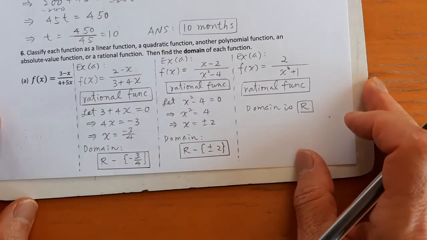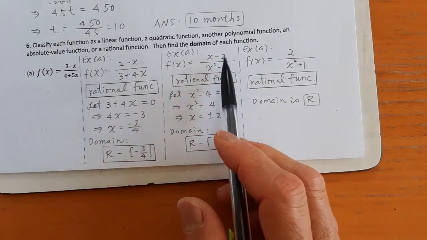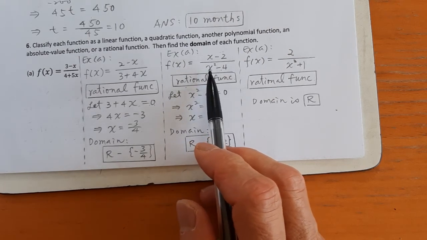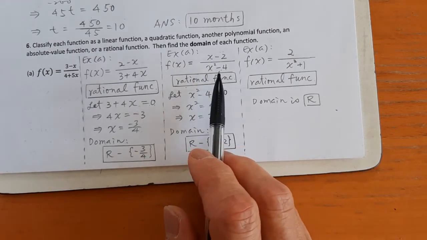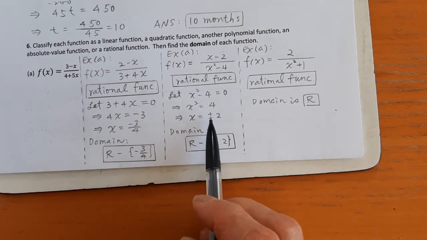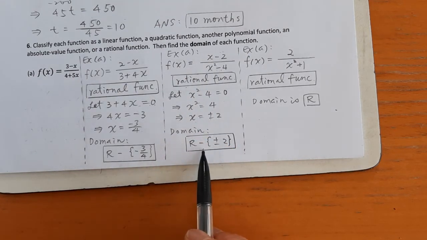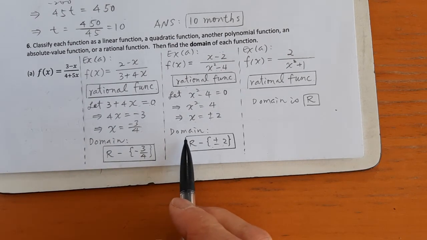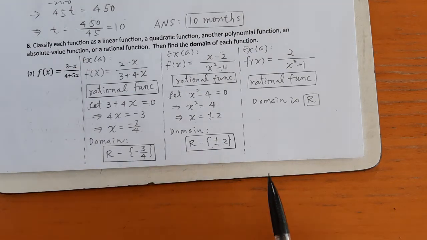Now, the second example is also a rational function. As long as it's a fraction, we call it a rational function. What's the domain? The domain is the numbers you can plug in for x, but you cannot make the denominator zero. So you let the denominator equal 0 and solve for x, and get x equals positive or negative 2. That makes the denominator equal 0. So it's all the real numbers except positive and negative 2. We write R minus another set with two numbers, positive and negative 2.